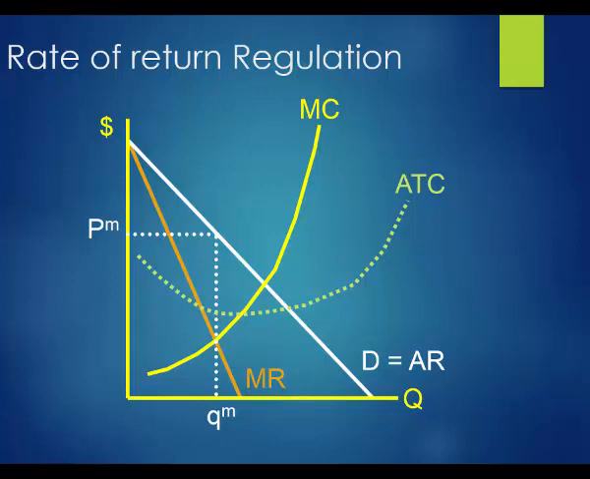We look for MR equals MC. We use that to determine QM. Go up to the demand curve. We have to consult the demander here, right? And at that quantity QM, the demander is willing to pay PM in order to clear the market of that quantity, and that gives us our standard monopoly diagram.